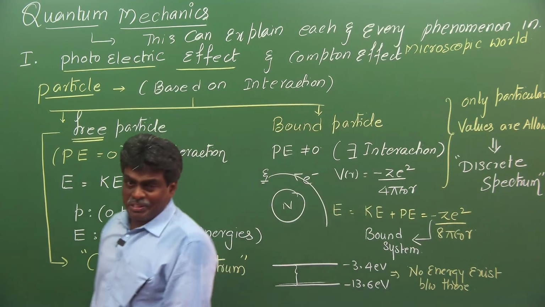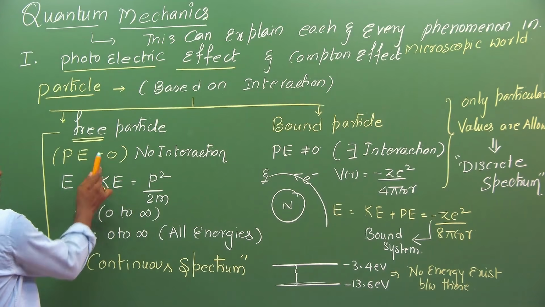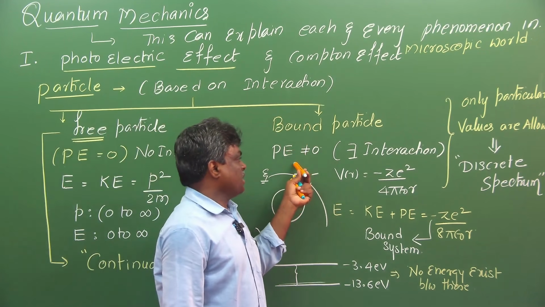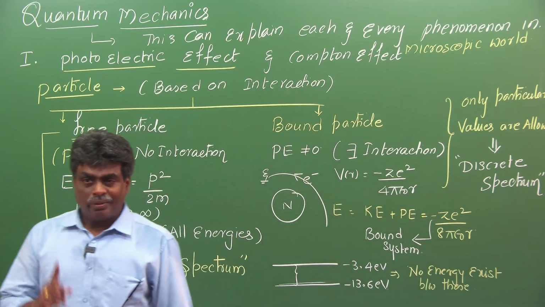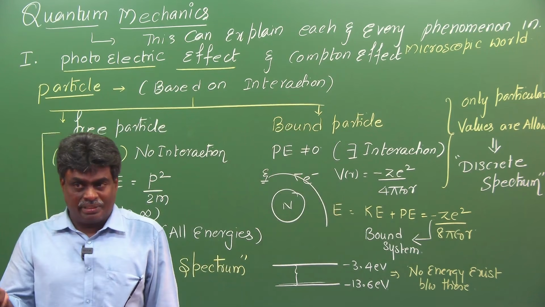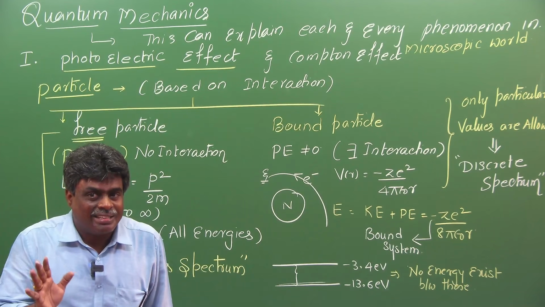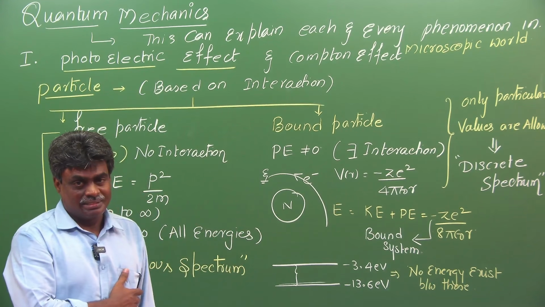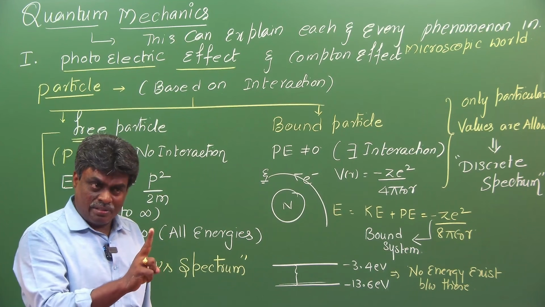Now this is the difference between a free particle and a bound particle. A free particle means potential energy 0, and the spectrum is continuous. A bound particle means potential energy not equal to 0, and the spectrum is discrete. Whenever the particle is interacting with something, any potential, it cannot have all the energies. It can have only a particular amount of energies. That's why the energy spectrum is discrete. You understand these 2 points?